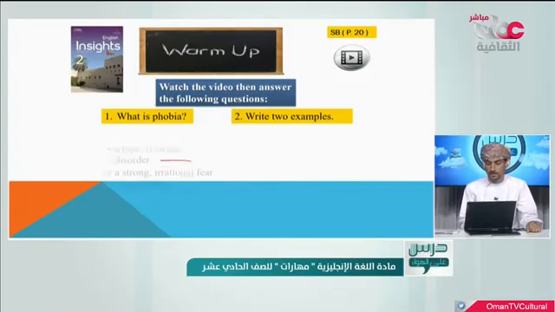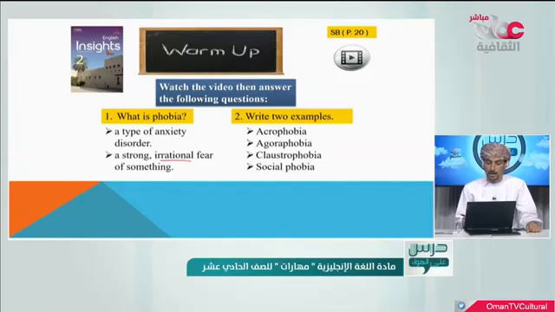Okay, let's see. We have here acrophobia, which is fear of heights, and we have agoraphobia. Agoraphobia is a fear of public places, for example, traveling in public transport. Claustrophobia is fear of small spaces, for example, when you are in an elevator. And finally, we have here social phobia. This type of phobia refers to the social settings, for example, talking to people, interacting with them, attending social gathering.